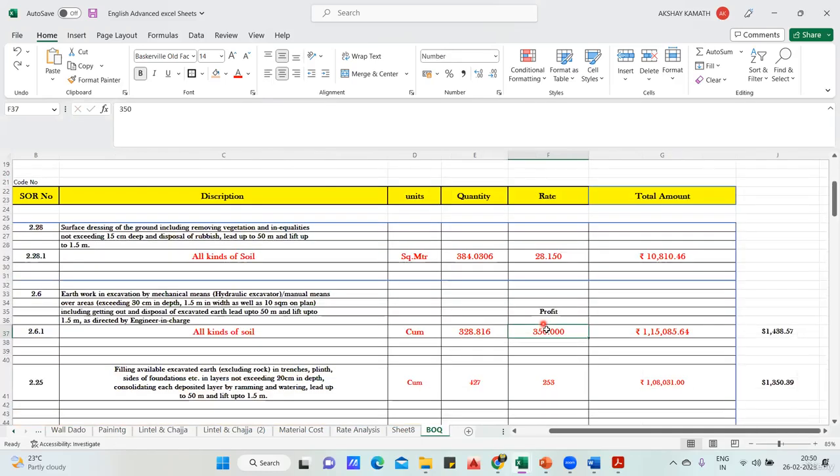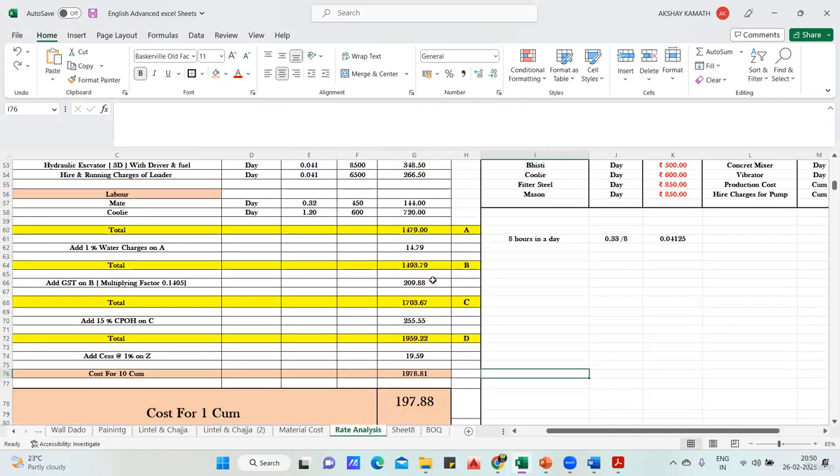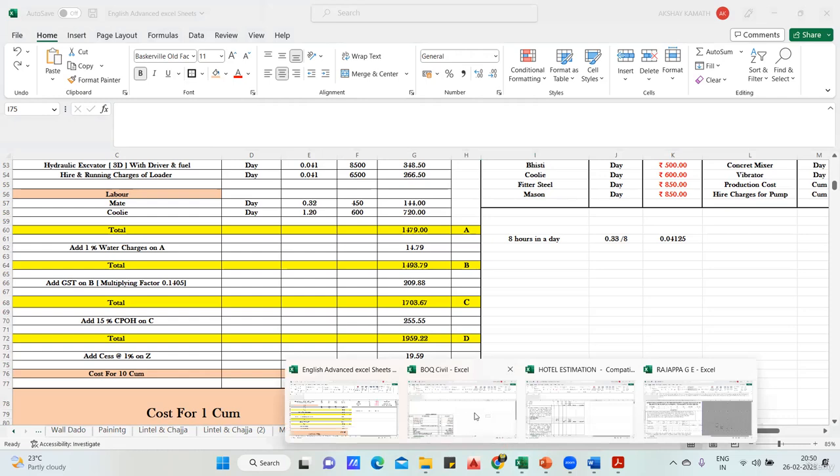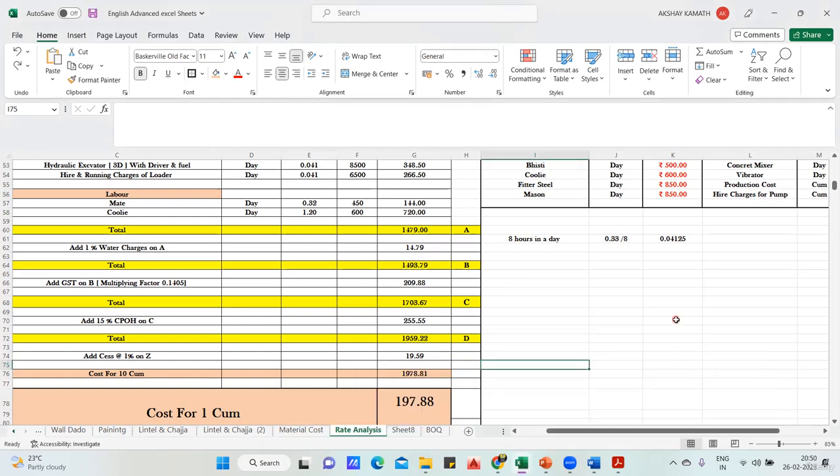You got it? Anyhow, this 350 was taken from someone's BOQ, and this is a market rate which is going on in my place. So whatever is going on in your place, you consider that, and based on that you can prepare the rate analysis. For your easiness, I have given 2-3 different BOQs. I have attached my BOQ, and there is one hotel project BOQ, then another house project BOQ. Based on that, you can also draw certain conclusions, like how much it will be. The hotel estimation is attached, this Rajappa house one is attached, and this also I've attached. In this way you can draw your own conclusions and do it.